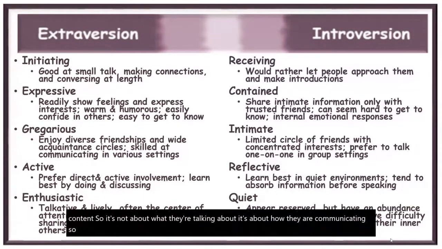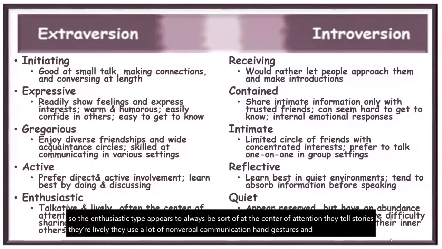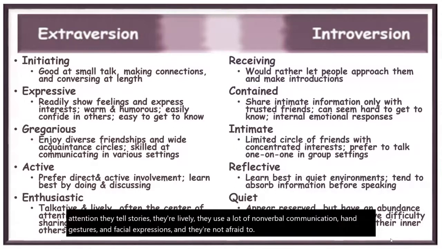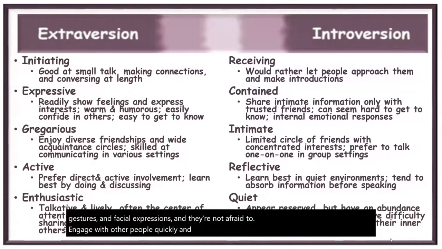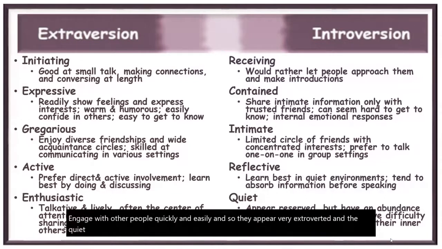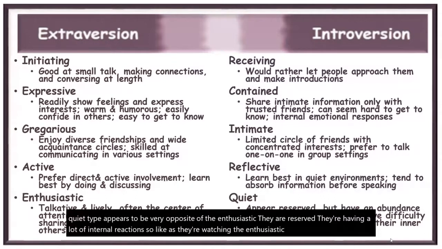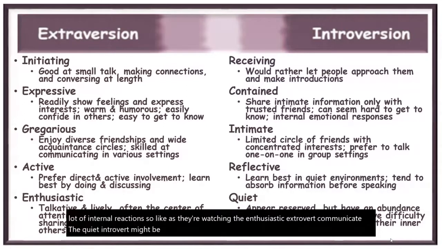So the enthusiastic type appears to always be sort of at the center of attention. They tell stories, they're lively, they use a lot of nonverbal communication like hand gestures and facial expressions, and they're not afraid to engage with other people quickly and easily, and so they appear very extroverted. And the quiet type appears to be very opposite of the enthusiastic. They are reserved. They're having a lot of internal reactions. So as they're watching the enthusiastic extrovert communicate, the quiet introvert might be thinking, wow, that's a lot of extroversion. This person is over the top.